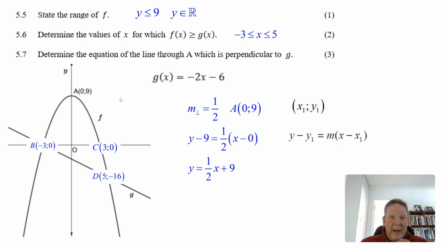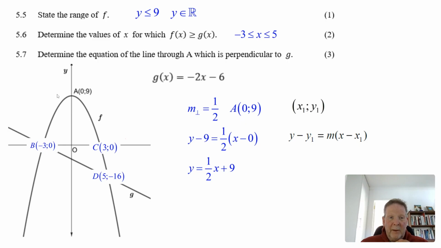And we want that line that has that gradient to go through 0 and 9. Well, this is the formula you use. It's called the gradient point formula. And there's your point, 0 and 9. All we do is we put in 9 for y1, 0 for x1, and the gradient is a half. There it is, a half x, add the 9, and we've done it.